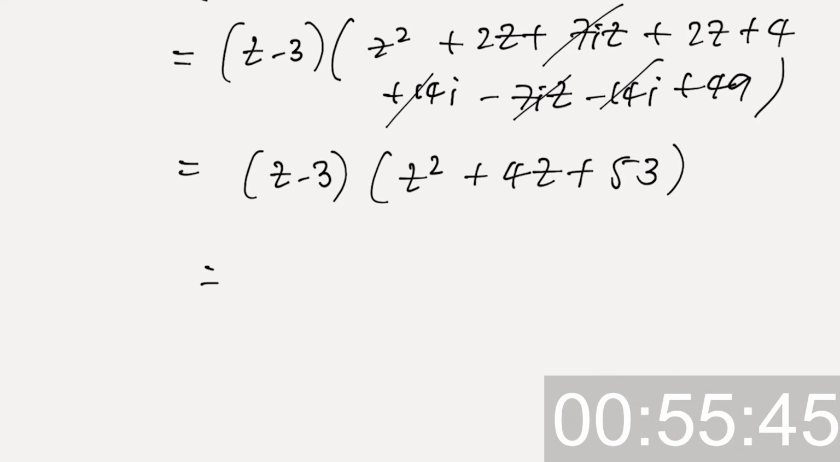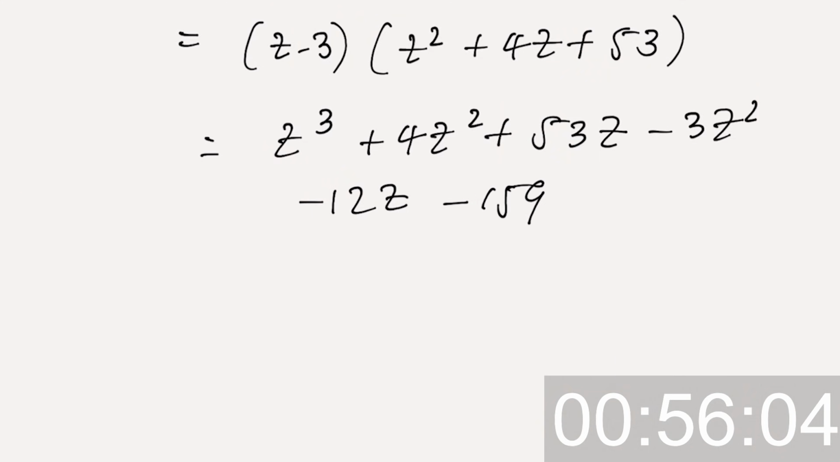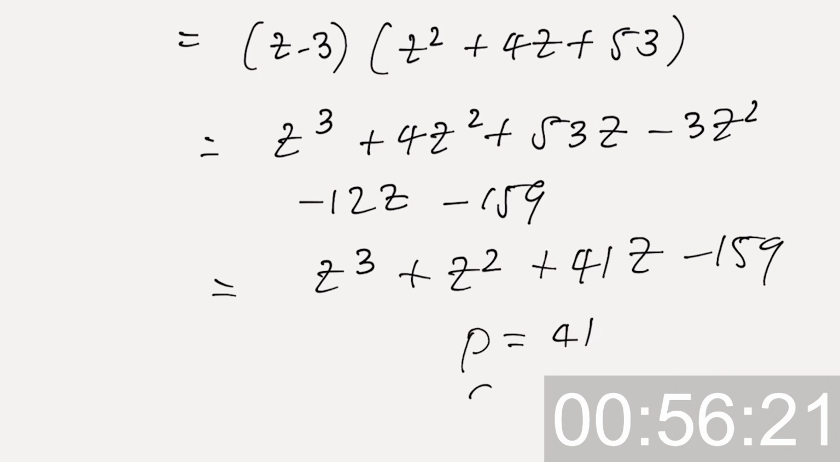So finally the answer is z cubed plus 4z squared plus 53z, minus 3z squared, we're getting the z squared with one coefficient, minus 3z squared minus 12z and then minus 159. So I think the final answer is z cubed plus z squared, which is what we wanted, plus 41z minus 159. So therefore p is 41, q is minus 159.